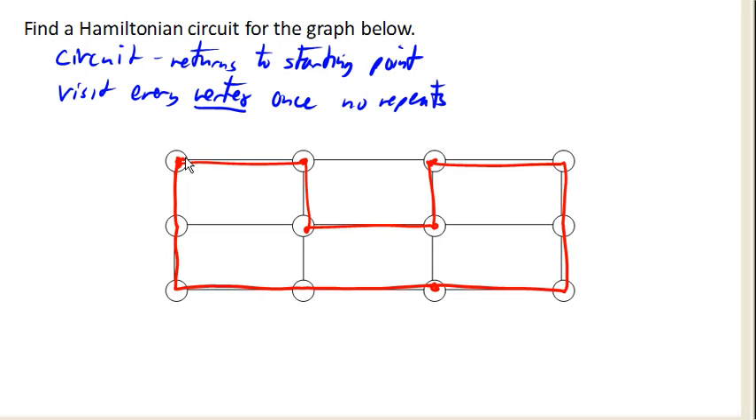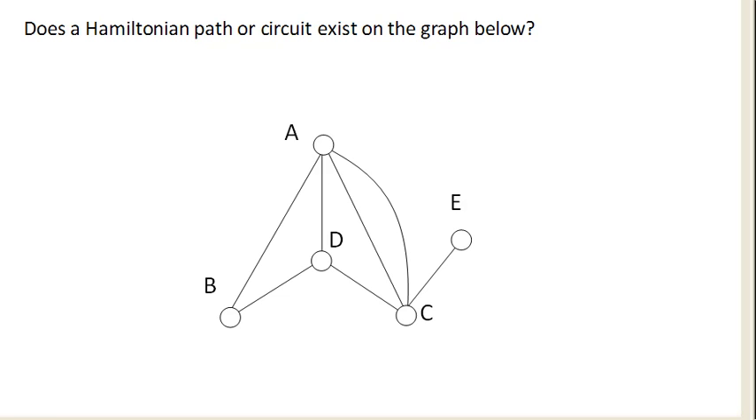It visits every vertex exactly once, with no repeats, and again, it doesn't matter that we haven't visited all the edges. All we care about is the vertices. Let's look at another one. So, does a Hamiltonian path or circuit exist on the graph below?